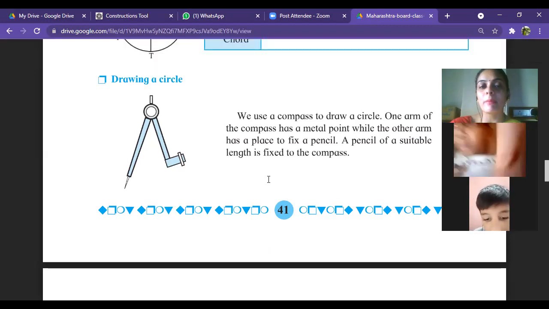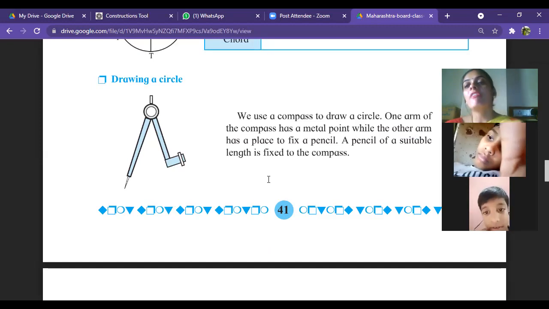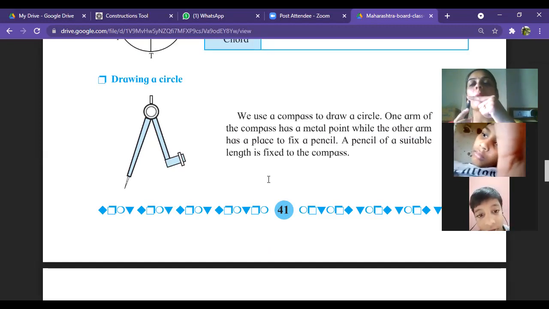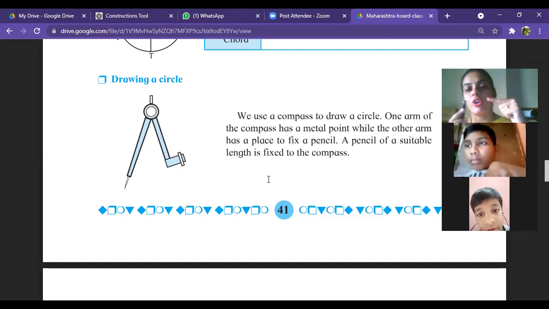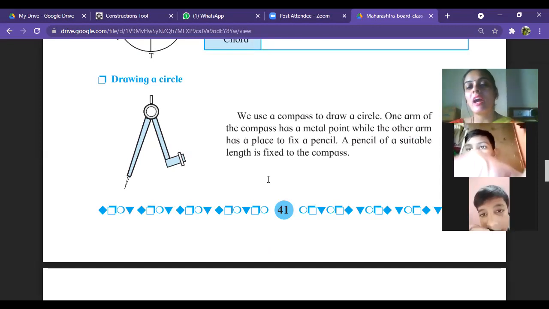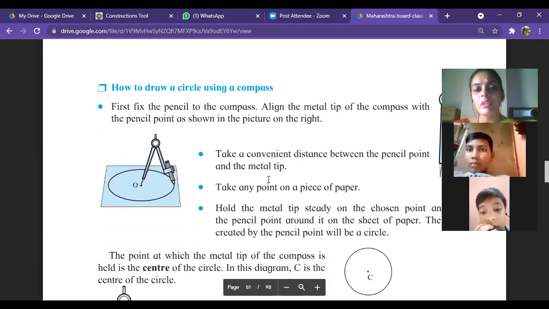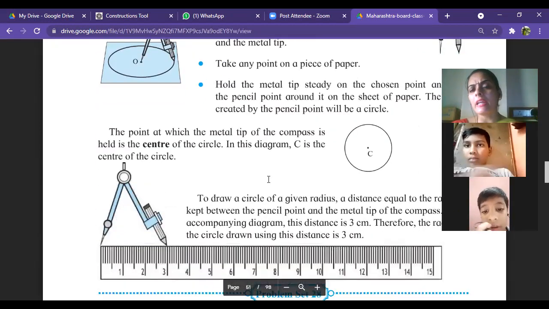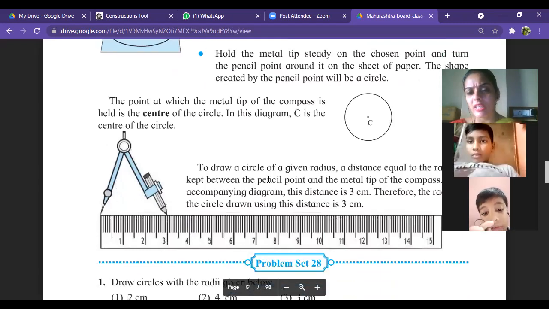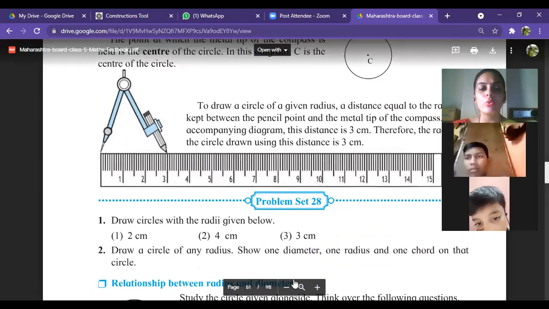We have to see whether the pencil and this sharp pointed needle are aligned or not. Then we have to place the compass over there and then we have to measure. I will tell you this. We have to take any radius. We have to measure on the scale and then we have to draw. Let me explain to you.